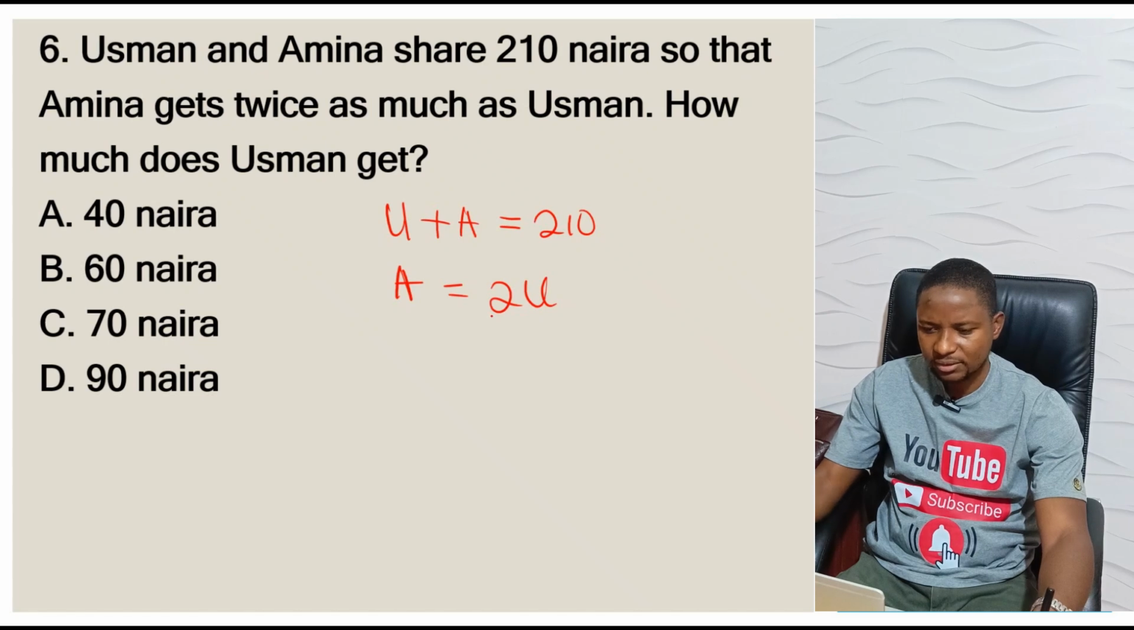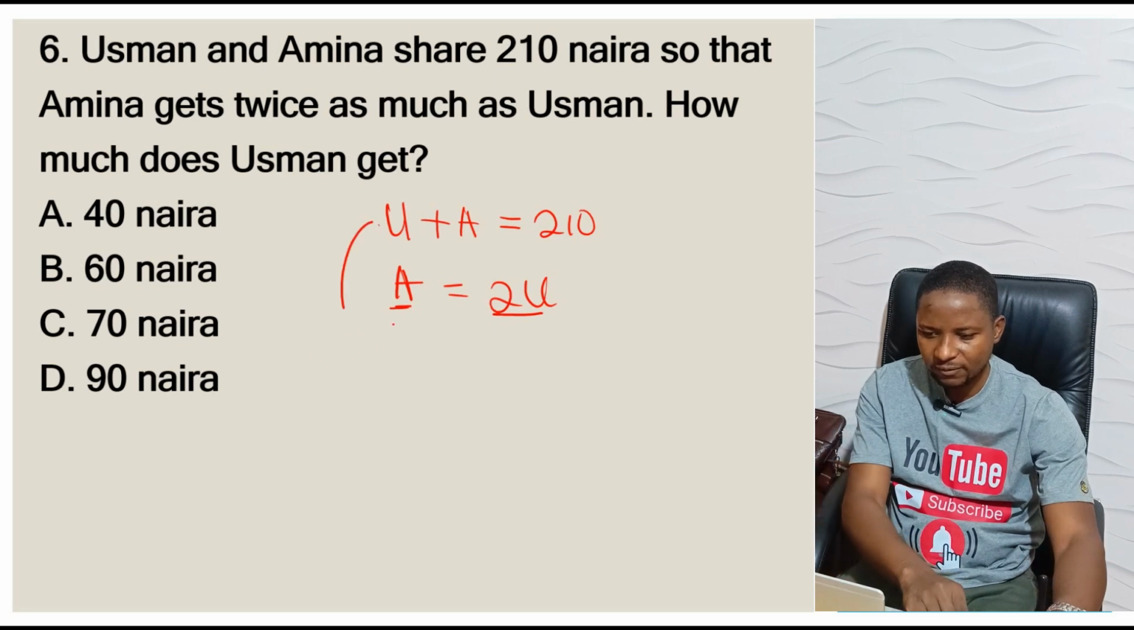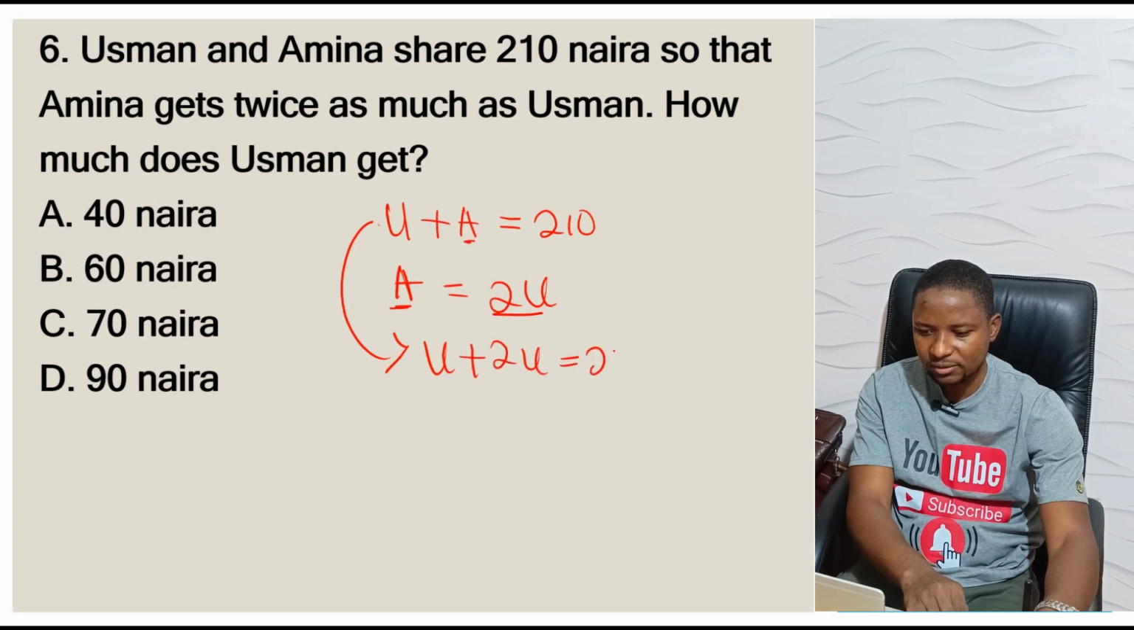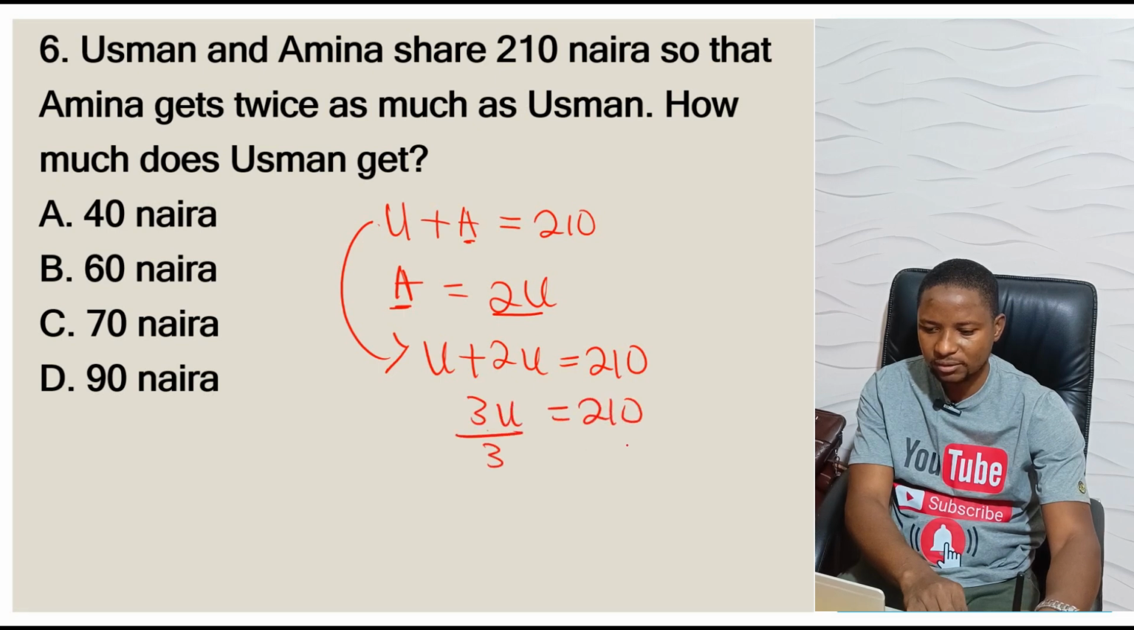So the substitution method is best for this. Anywhere you set your eyes on A, replace it with what? 2U. So therefore, the first equation will turn to U plus, instead of writing A, I'm going to write 2U equal to 210, and that will give me 3U equal to 210.